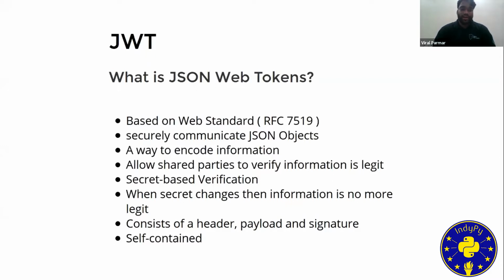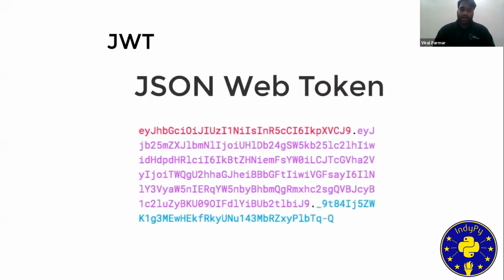Also, it allows parties to verify that information is legit. There is secret-based verification while sharing the data. When the secret changes, the information is no longer legit. So you can check and verify before deployment or before using the JSON Web Token. It consists of a header, payload, and signature, and it is self-contained, so you don't have to worry about the security of the JWT. This is what a JSON Web Token looks like.